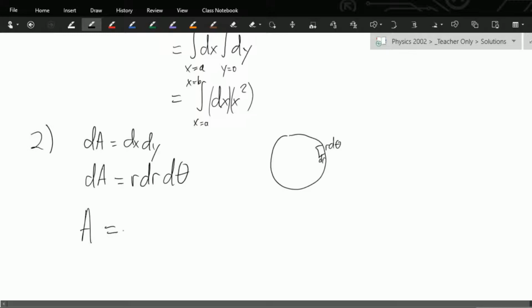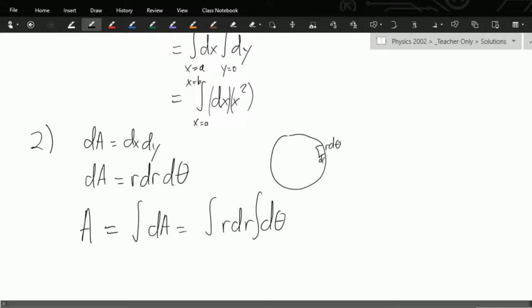So here what we're going to do is we're going to say that A is going to be equal to the integral of dA, which is the integral of r dr d theta. And again, because we have two infinitesimals, this is really a double integral. So we have some integral with respect to theta, some integral with respect to r.